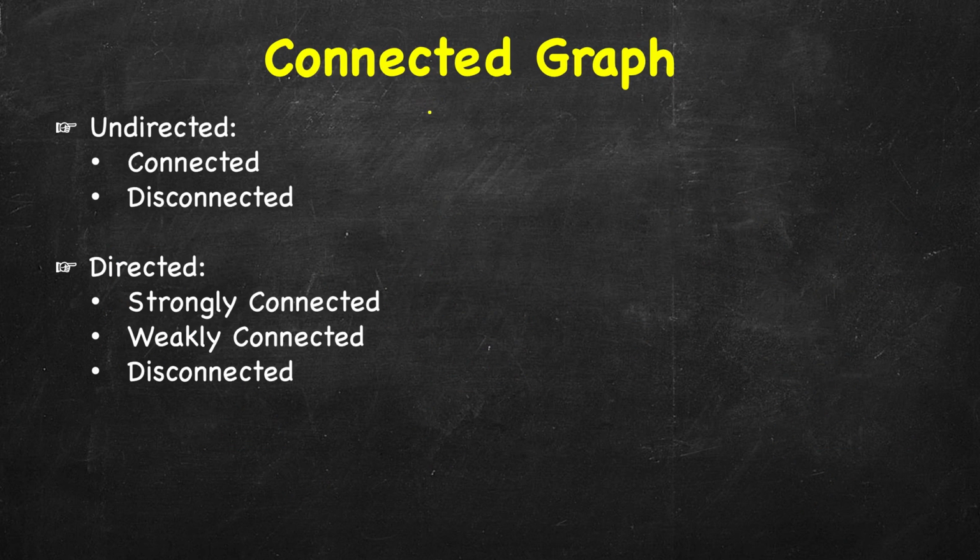It's called a connected graph, and here we will differentiate between undirected and directed graphs. In the above types, we had not made any distinction between that. So here for the undirected case, we will have 2 types, connected and disconnected.